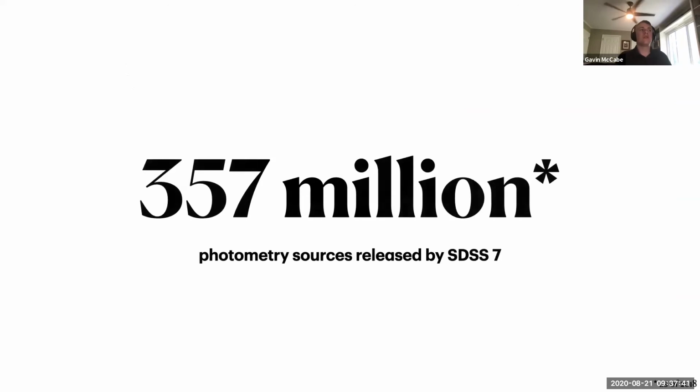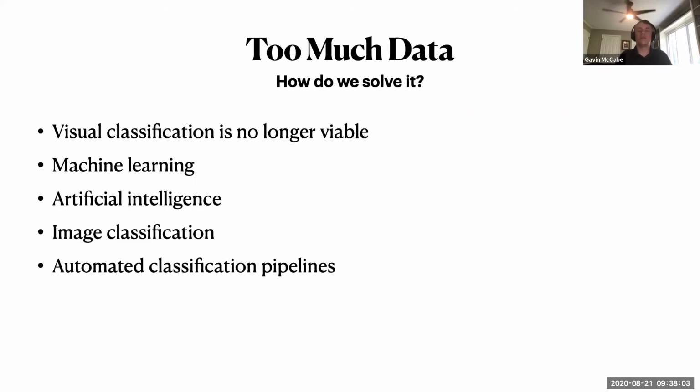So the big problem is that there are over 357 million photometry sources released in the Sloan Digital Sky Survey data release 7, just as of 2018, and this is before any new surveys come online. So this is a lot of data that we have to deal with, and over 15 terabytes of data will be released just in this one survey when it's complete. So this is just too much data to work with. We don't have the human power to go through all this data and classify all of these galaxies. So because of that, visual classification is out the door.